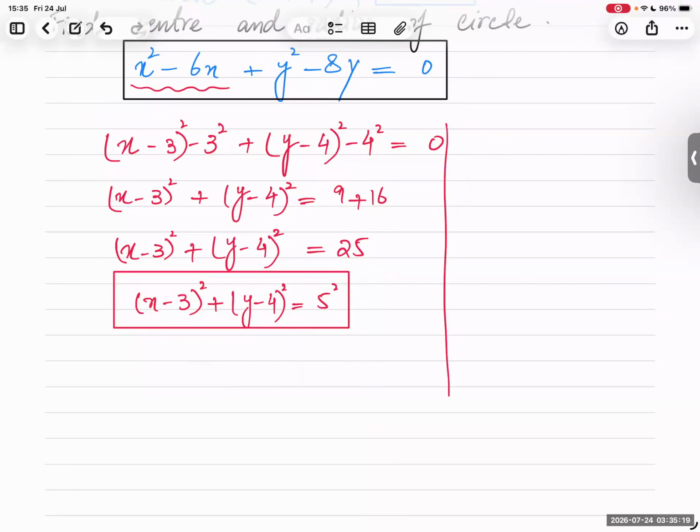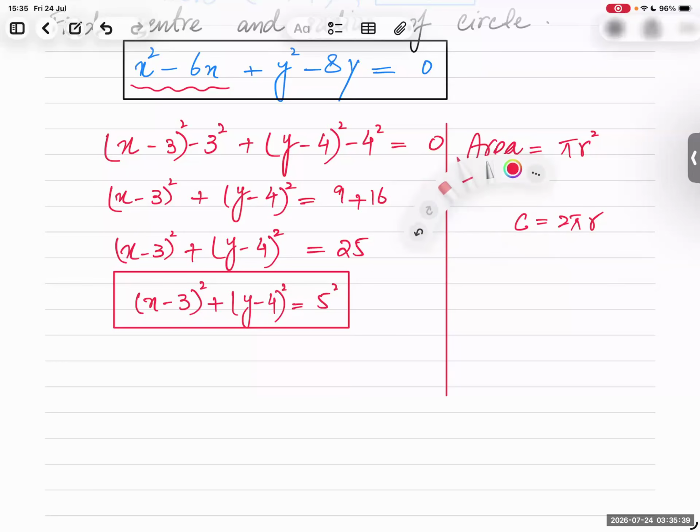For example, if I ask you for the area and perimeter or circumference of the circle, we know that area is pi r square, circumference is equal to 2 pi r, okay? Now, first of all, what would be the center? That has to be 3 and 4, and the radius has to be 5, right?